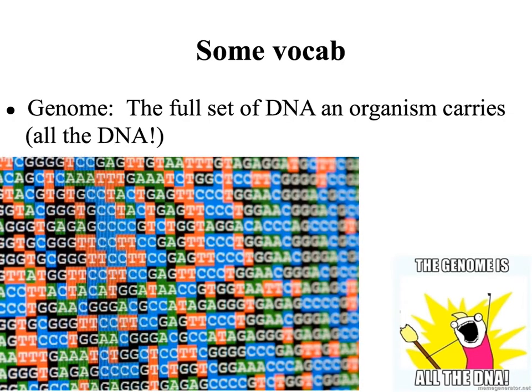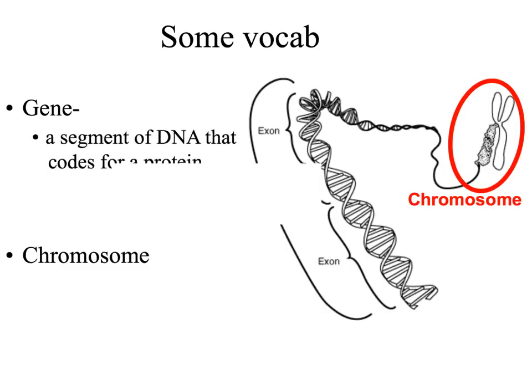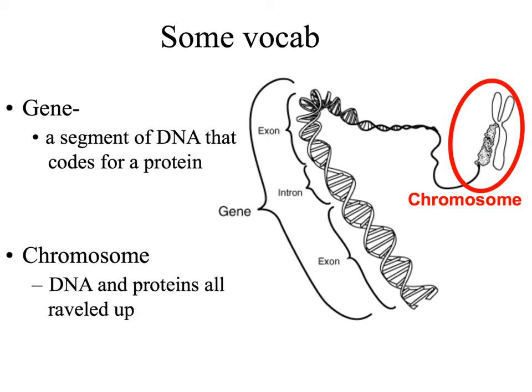Let's hit a few vocab words. The genome of an organism is the full set of DNA an organism carries. This is all of the DNA inside their entire body. A gene is a segment of DNA that codes for a protein. A chromosome is a strand of DNA and the proteins that hold it all raveled up.